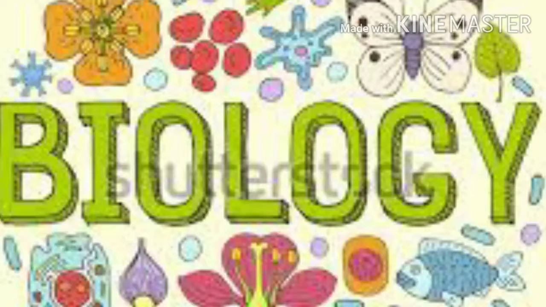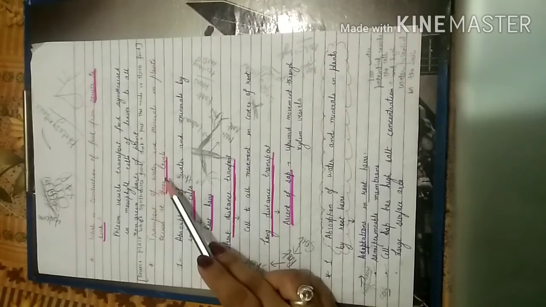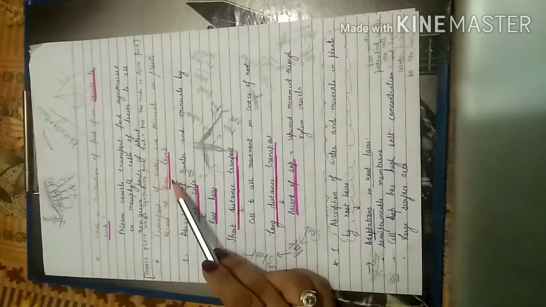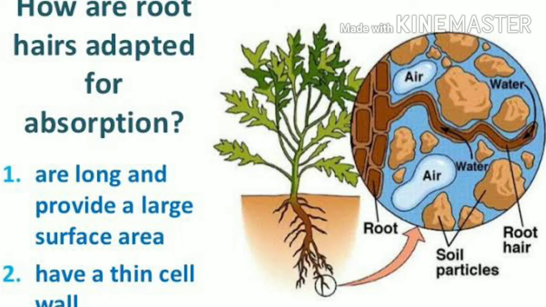In the previous video, we have studied the transportation of water and minerals in plants at 3 levels. Today, we will study them one by one in detail. So, the first one is absorption of water and minerals in plants by root hairs.